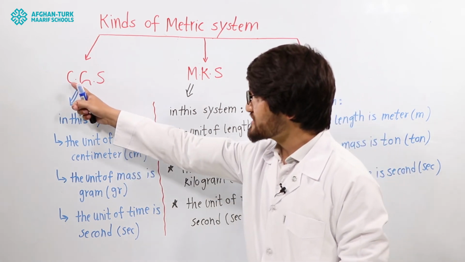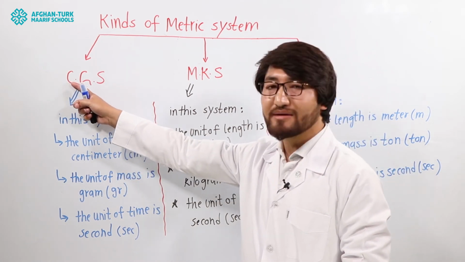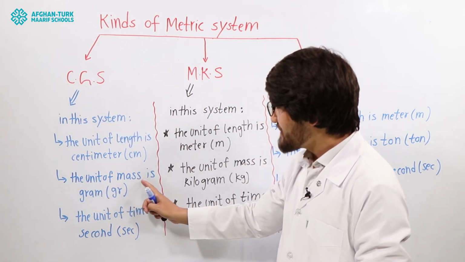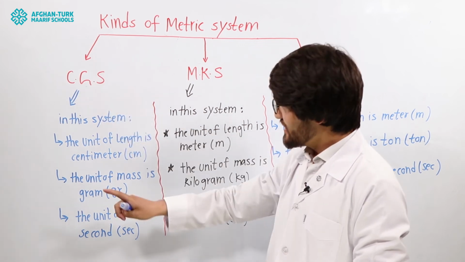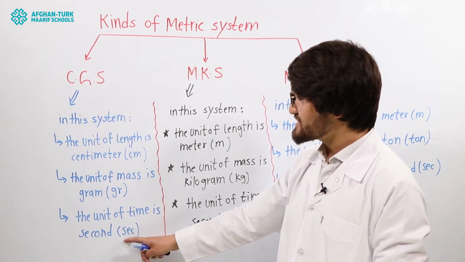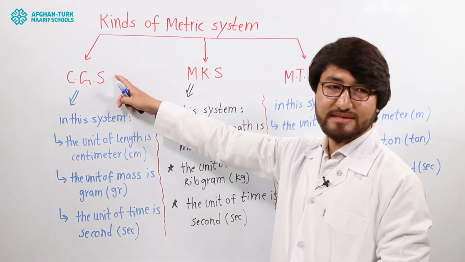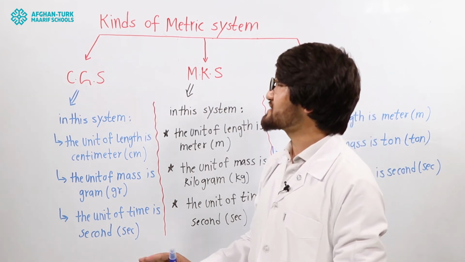In this system, the unit of length is centimeter. It means C represents centimeter. The unit of mass is gram. G represents gram. And the unit of time is second. S represents second. This is the CGS system.